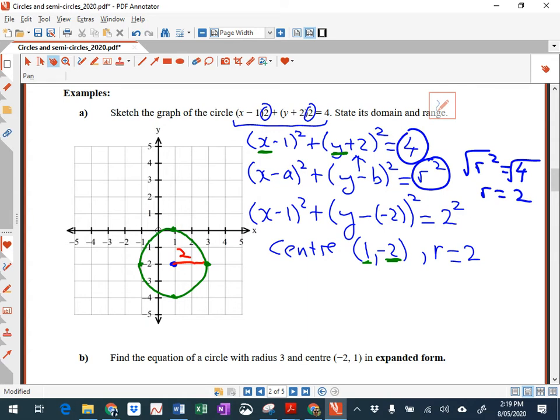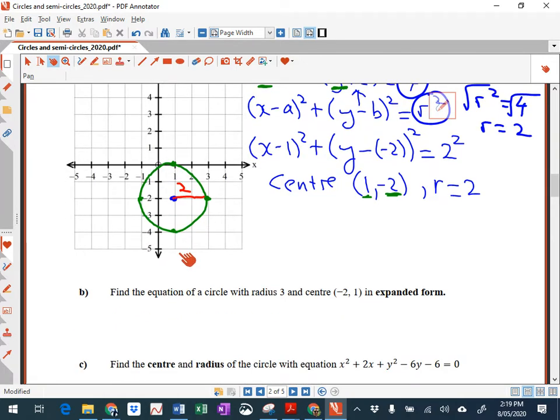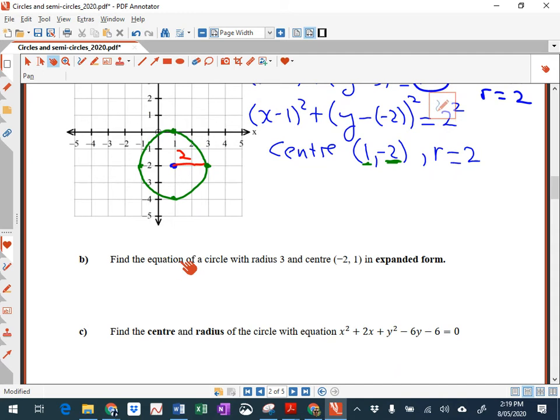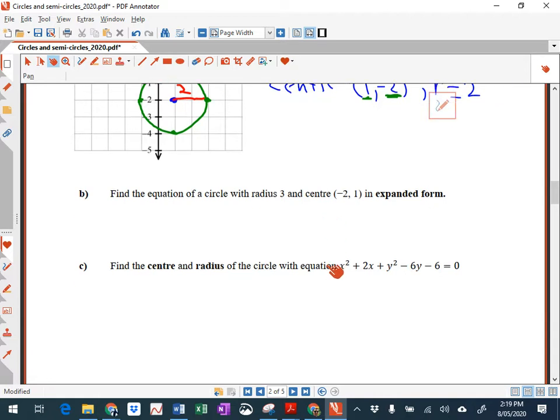Let's have a look at the next question. The next question says find the equation of a circle with radius 3 and centre (minus 2, 1). So let's see how we're going to do that. We're going to use a formula again.